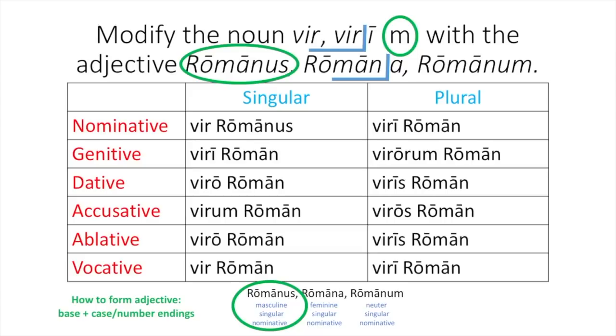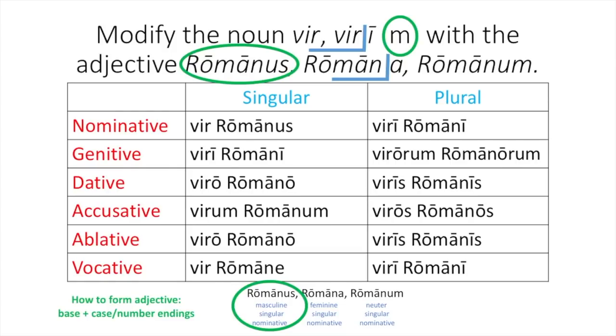Because us is a common second declension noun ending, you use second declension noun endings to modify your masculine nouns. So in the genitive, it will be viri Romani. In the dative, viro Romano. In the accusative, virum Romanum. Ablative, viro Romano. And the vocative, vir Romane.